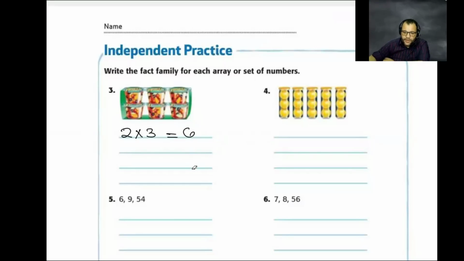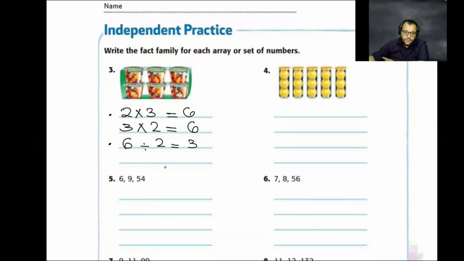And what else? How can we write the fact family? 3 times 2 equals 6. I write 2 for multiplication, and I need to write also 2 for division. And 6 divided by 2 is 3. And 6 divided by 3 is 2. Okay, thanks.